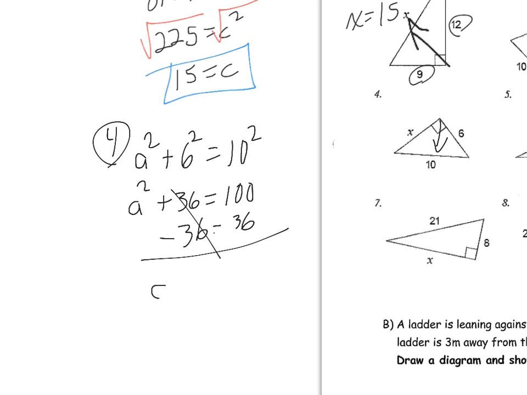Gives me a squared equals 64. Then I have to square root both sides. A equals 8. Now, I used a over here because I was talking about a, b, and c. When I get back over here, they gave me the variable x, so I'm going to need to write x equals 8.